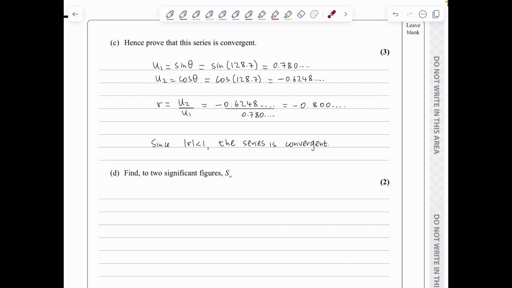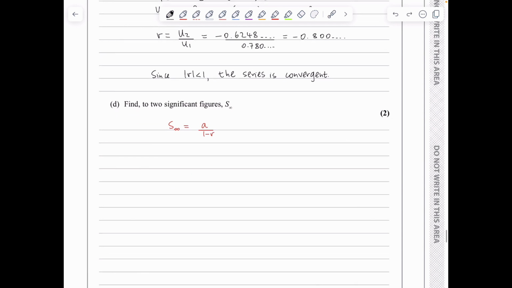In part D, we need to find the value of the sum to infinity correct to two significant figures. Well, let's recall that the sum to infinity is a over 1 minus r, where a is the first term and r is the common ratio. So in our case, the sum to infinity will be sine 128.7, the first term of the sequence, over 1 minus the negative 0.800. This gives an answer of 0.4337, which correct to two significant figures is 0.43.